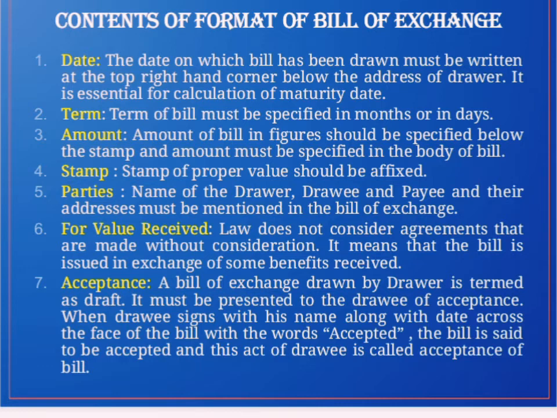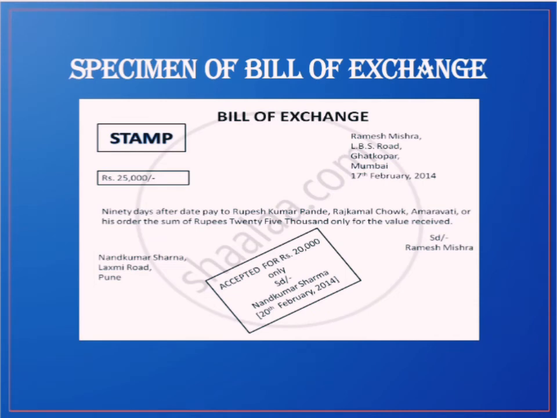Now we will see the specimen of Bill of Exchange. I have already explained the contents. With the help of those contents, on the left hand side, stamp and the amount is written. Then on the right hand side, the name of the drawer, address and the date is mentioned. Then the contents: 90 days after date, pay to Rupesh Kumar Pandey, Rajkamal Chowk, Amravati, or his order, the sum of rupees 25,000 only for the value received is written.